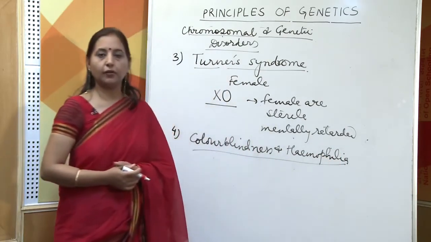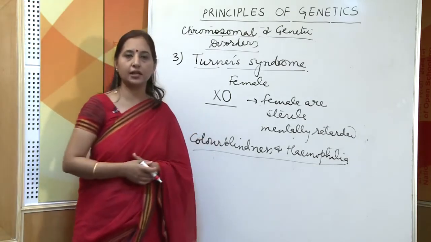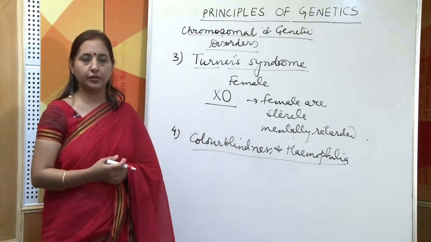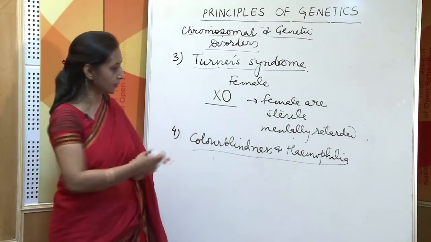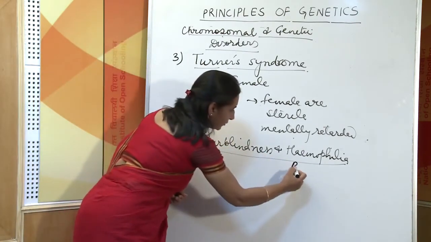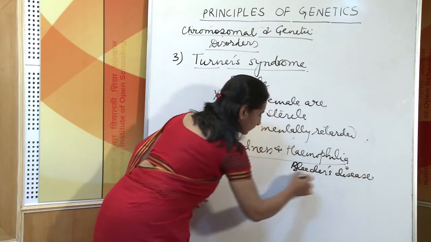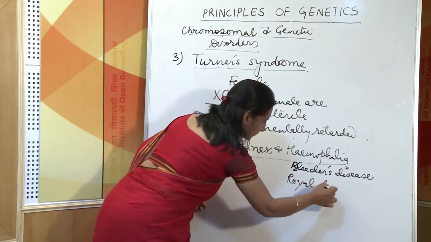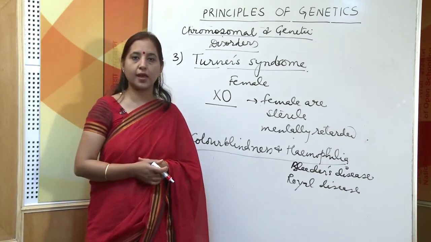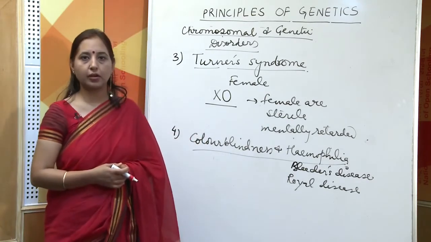There is another category of diseases, that is color blindness and hemophilia. In color blindness, the person is unable to differentiate between red and green color, whereas in hemophilia, due to the presence of a defective gene, there is loss of excess blood and the person may die also. Due to this reason, hemophilia is also called bleeder's disease. It is popularly called royal disease because this disease was there in the family of Queen Victoria of England. Therefore, it is also called royal disease.